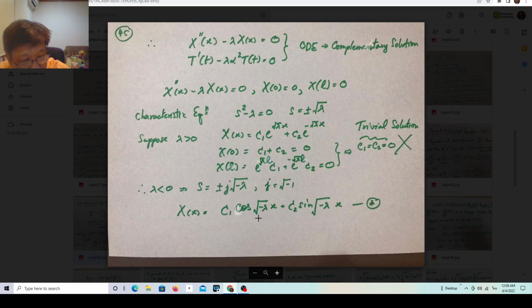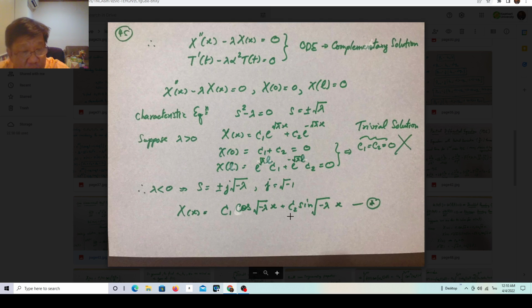You can see that the exponent term is gone here. Why is the exponent term gone? Because the real part is 0. When the real part is 0, the exponential form e to the 0 is always equal to 1. That's why the general form for the X function becomes c sub 1 times cos of the imaginary part, square root of minus lambda times x, plus c sub 2 sine of square root of minus lambda times x also.